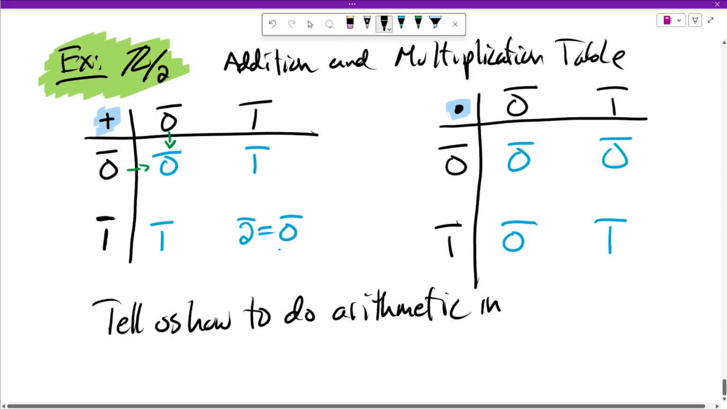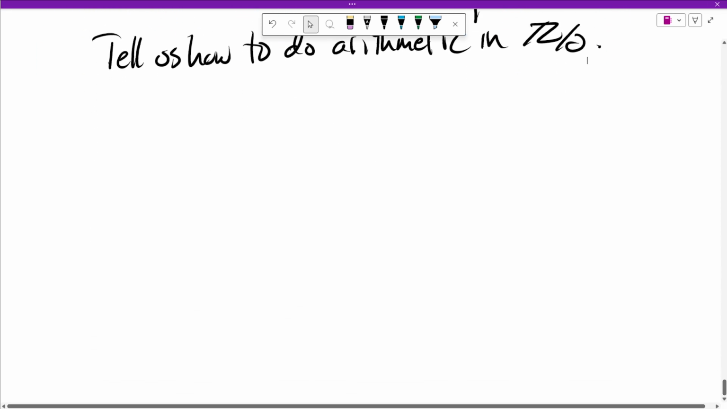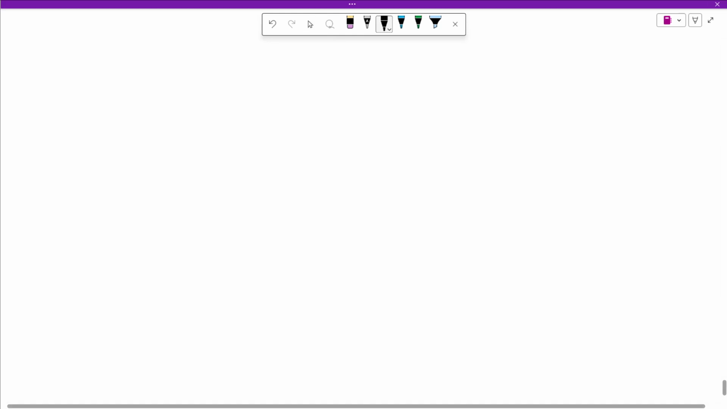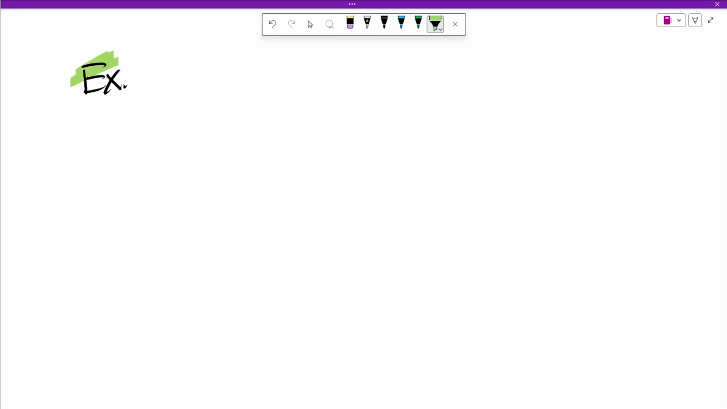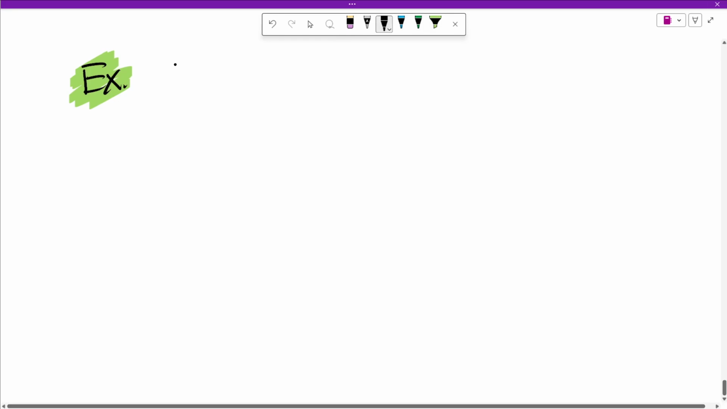And on your homework, you're going to be asked to compute some addition and multiplication tables for various Z mod n's, and you're going to just do this. So let's do one more example. Let's do, I think, Z mod 6. We're going to do the add multiply table.